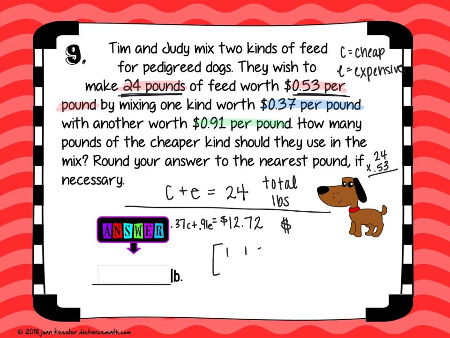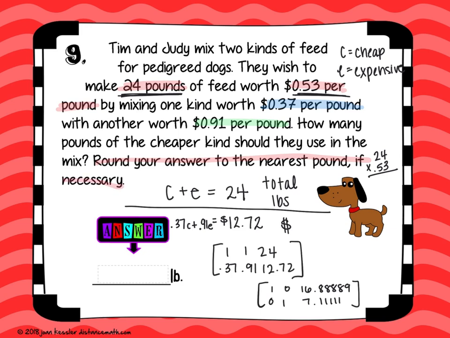For this, we would write our matrix and type it into Desmos. As an answer, we would see this. It's important to note that this problem said, round your answer to the nearest pound, so I could have assumed I would probably get some kind of a decimal. And it wants to know about the cheaper kind, which I listed first, meaning this is the amount I need, and rounded to the nearest pound, we would say 17.